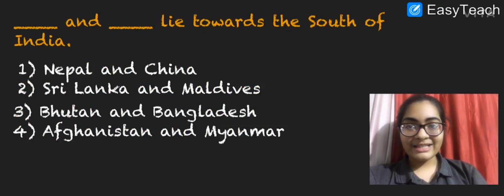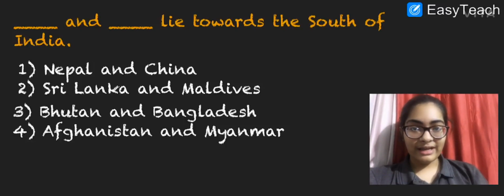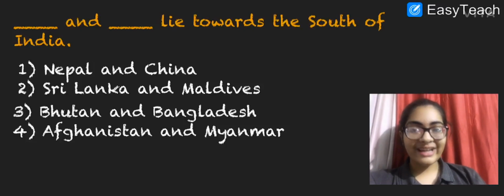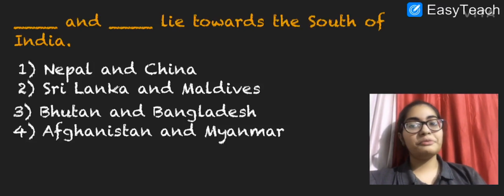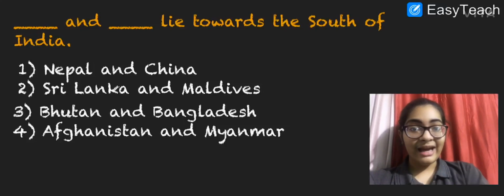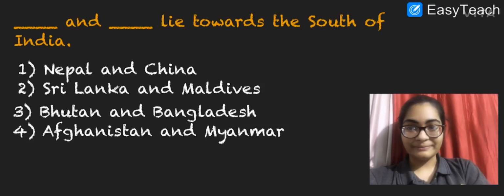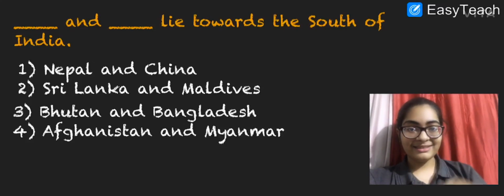Dash and dash lie towards the south of India. That's an easy question. I know it's a cakewalk for you, on neighboring countries. Nepal and China, Sri Lanka and Maldives. Your third option is Bhutan and Bangladesh. And your fourth option is Afghanistan and Myanmar. Towards the south of India. I repeat that again. Towards the south of India. I hope you can answer that in just 1 second.